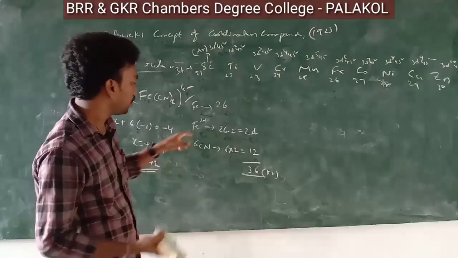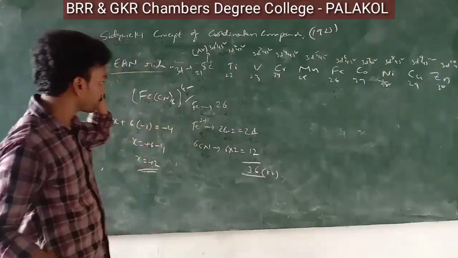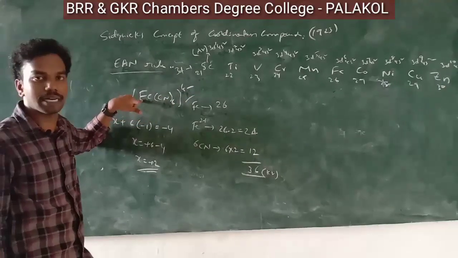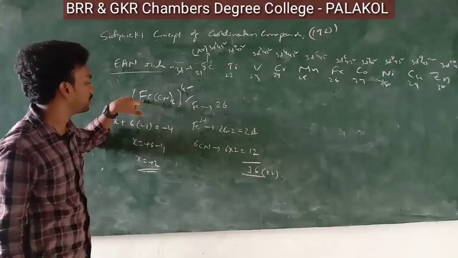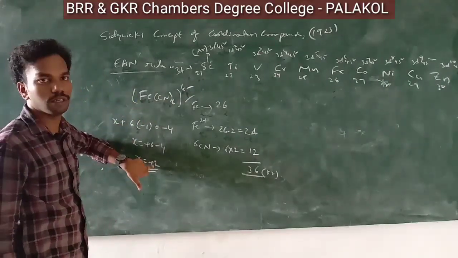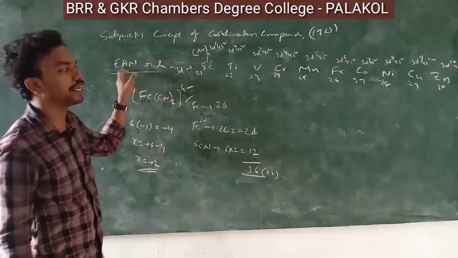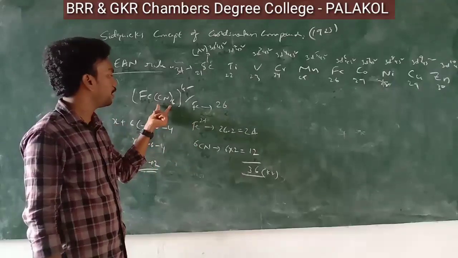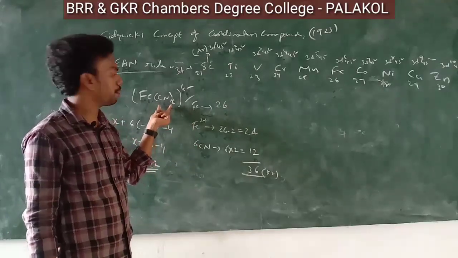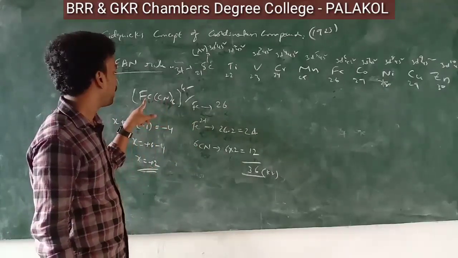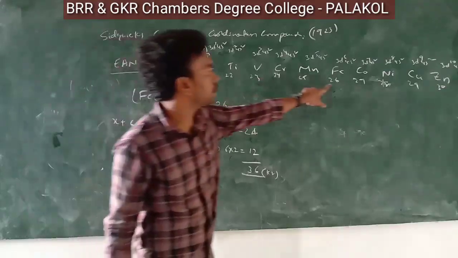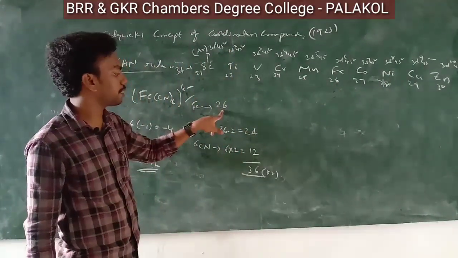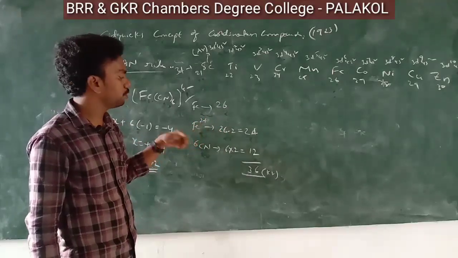Okay, I repeat it again. For Fe(CN)6 4 minus, first we have to calculate the oxidation state of the central metal atom, which comes out to be +2. Now, what is the definition of EAN? Total number of electrons present on the metal plus the number of electrons donated by the ligand. Now iron has 26 electrons. Fe2+ means Fe is losing 2 electrons.